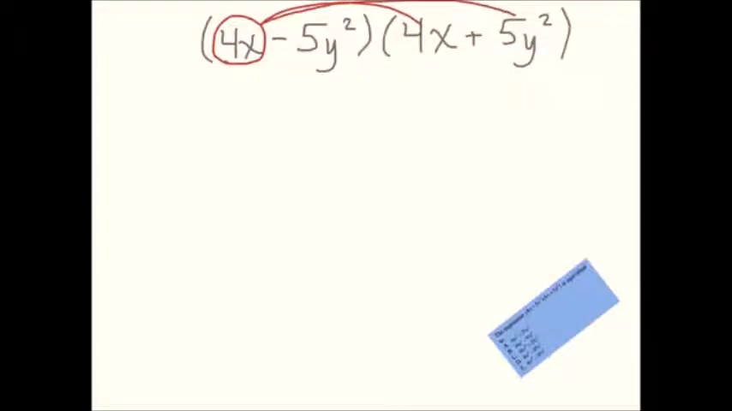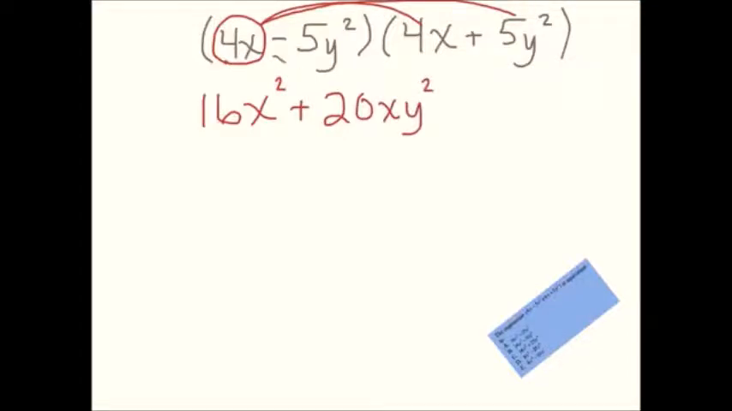So when we distribute through, we have to remember things like exponent rules. The first thing we're going to do, 4 times 4, gives us that 16, while the x times the x there gives us that x squared. The next thing we're going to get is this 4x times 5y squared, and that gives us 20xy squared.